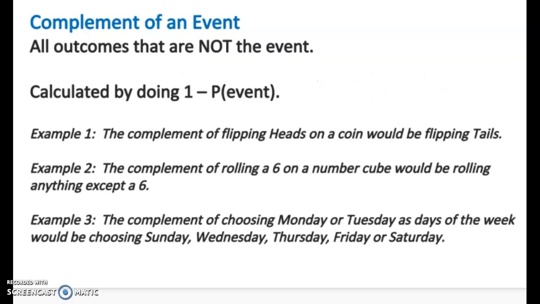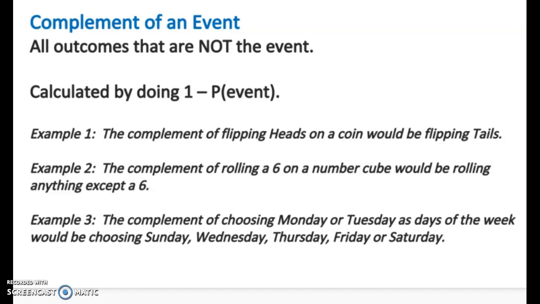So let's go back to the outcomes that are not the event. This is called finding the complement of an event. So the complement of an event is defined as all the outcomes that are not the event. The complement can be calculated by doing 1 minus the probability of the event happening.